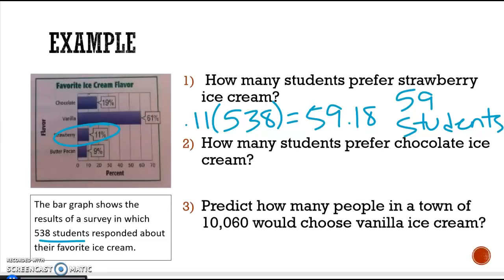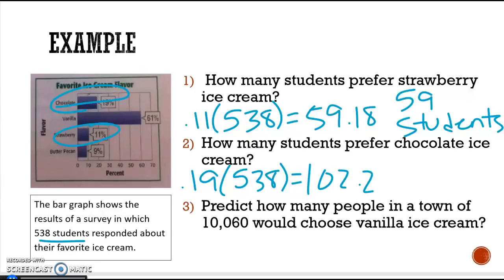The next question, how many students prefer chocolate ice cream? If we look at our bar graph, it says 19%, so that's 0.19. We are again going to multiply that by 538. And this gives us an answer of 102.2. Again, we're going to round this to the nearest whole number, so that's 102 students.